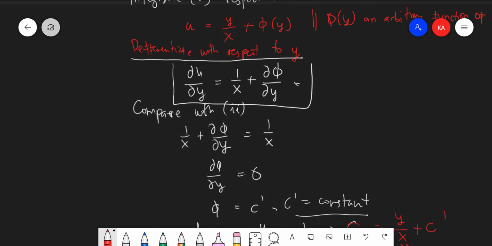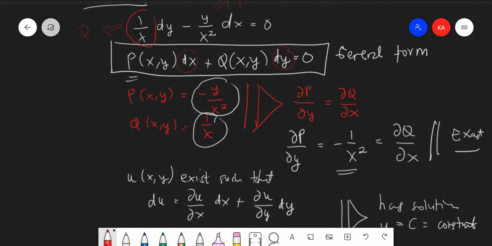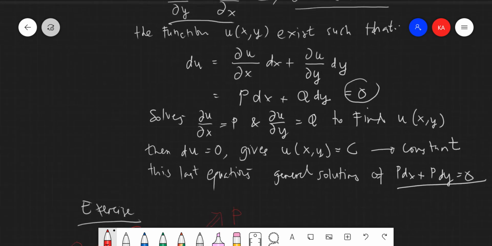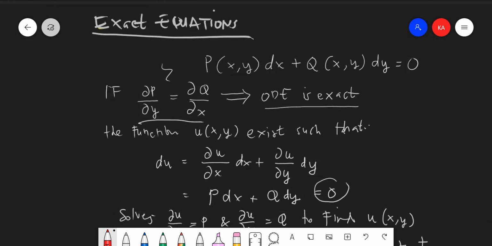I think that is enough for this exact equations exercise and example. Thank you and bye bye.